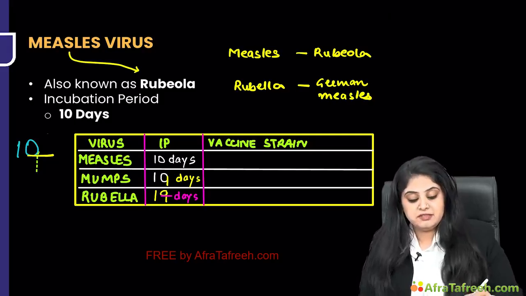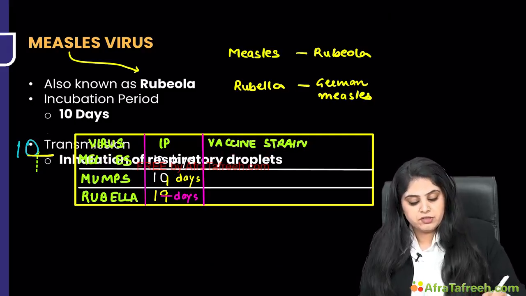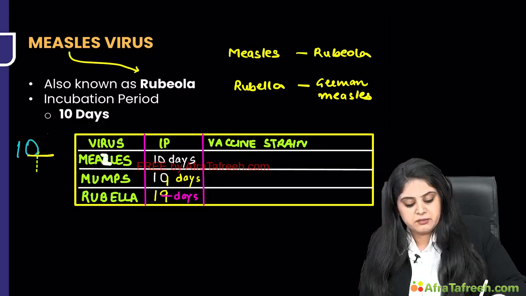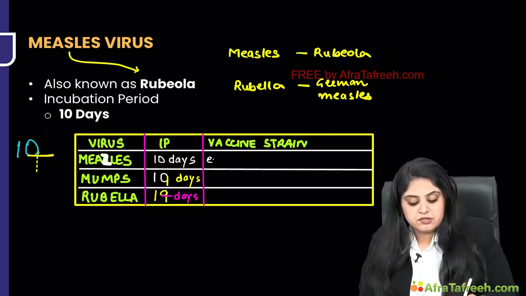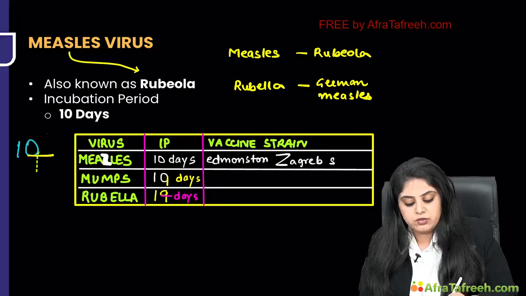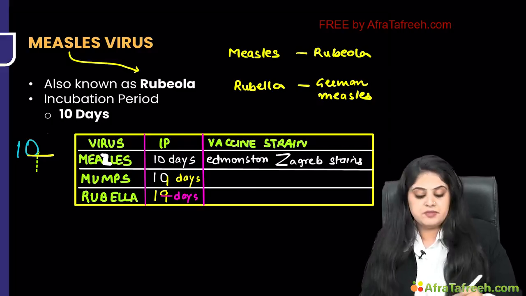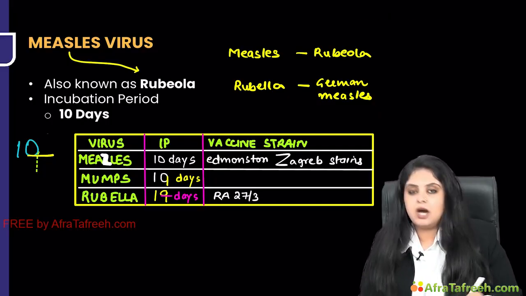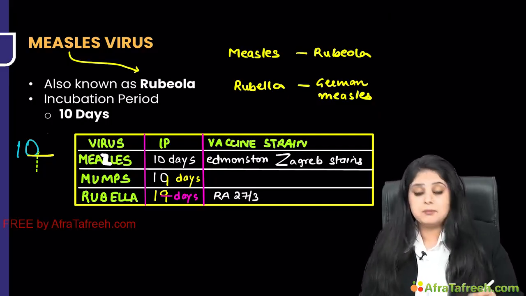What about the strains? For measles, from today onwards I will call it measles with a Z. Why? Because the strain that we have is going to be the Edmonston-Zagreb strain. So for measles, Zagreb. What about rubella? This is very simple: RA27/3. So for rubella, RA27/3.